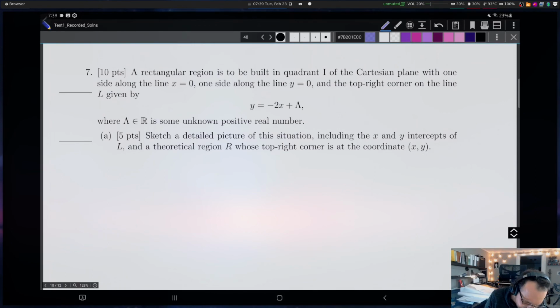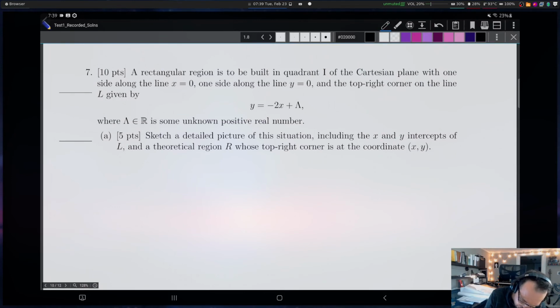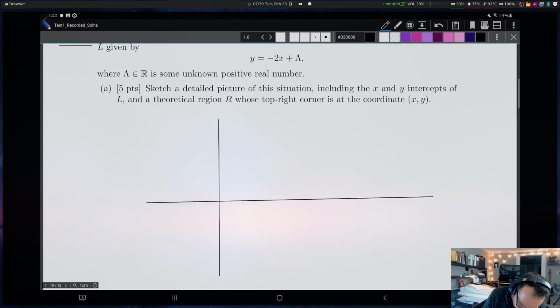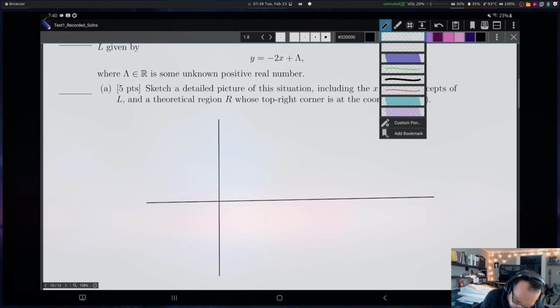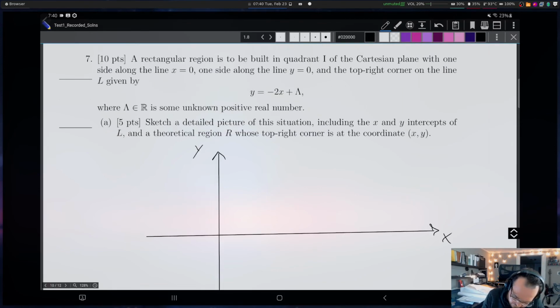Okay, so where do I even start? Well, I'm in quadrant 1 of the Cartesian plane, so I know at least how to start this drawing by just drawing a copy of the Cartesian plane, which is just a fancy name for the xy axes that we're used to. So there's the y-axis. There's the x-axis. We're in quadrant 1, so Q1, right, is this top right corner.